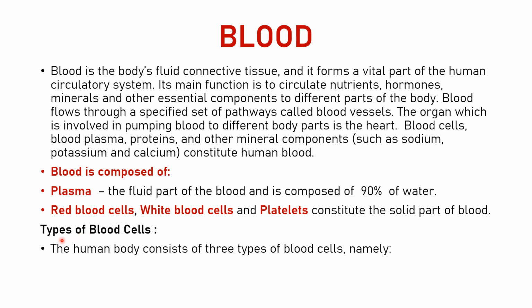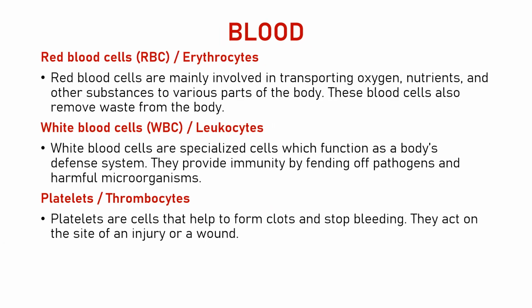So the types of cells, there are three types of blood cells. Let's have a look. Okay, RBCs, erythrocytes. Erythro means red. Okay, so that is because they are red in color, so erythrocytes. Mainly involved in transporting oxygen, right? And nutrients. White blood cells, leukocytes. Leuco means white in color, so leukocytes.